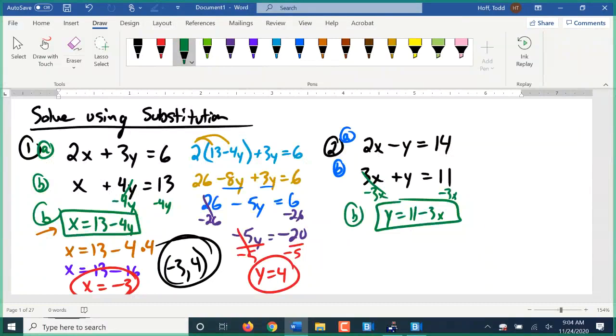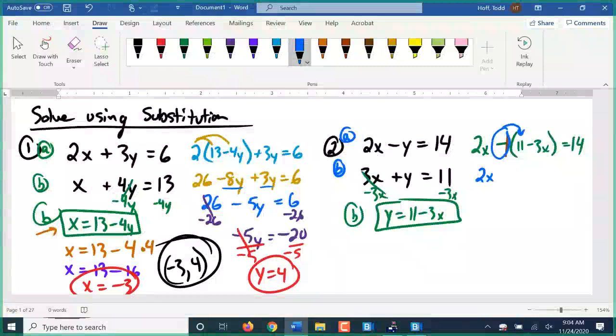Now, when we go back up to put that in equation A, we have to be careful. So 2x minus y is where we have to be careful. That minus in front of y, we're going to treat that like a negative 1 times y. So we'll put in the 11 minus 3x for y equals 14. So the 2x doesn't change, but we do have to distribute the negative 1. Negative 1 times 11 is negative 11. Negative 1 times negative 3x is a positive 3x. We're still combining there. We will combine the 2x and 3x to get 5x minus 11 equals 14.